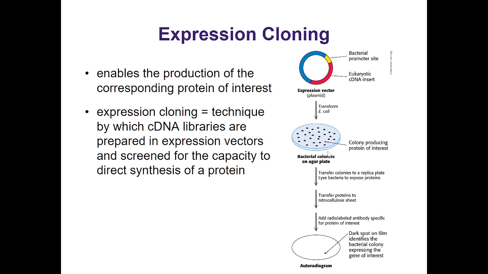These bacterial colonies will be grown on agar plates. You'll transfer colonies to a replica plate so you can replicate the colony of interest, the colony that produces the protein of interest. You'll transfer the proteins to a nitrocellulose sheet. You'll add radio-labeled antibody specific for that protein of interest. This is then going to develop dark spots using your autoradiography, just like we talked about before. That's called an autoradiogram, in case you're curious.